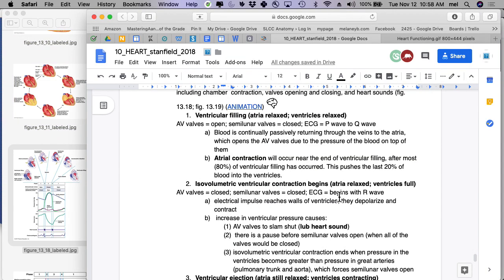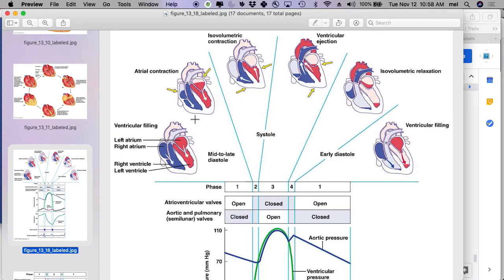Okay, so let's think about this. Now I've done atrial contraction at the end of ventricular filling. Logic question for you. Ventricular filling is going to end when what valves do what? AV valves close. Why do they close? Pressure, because I am starting ventricular contraction, yes? Ventricular contraction pushes on the backs of the AV valves. If you're healthy, they stay closed, right? That's the lub heart sound.